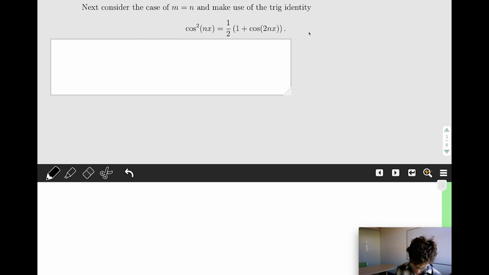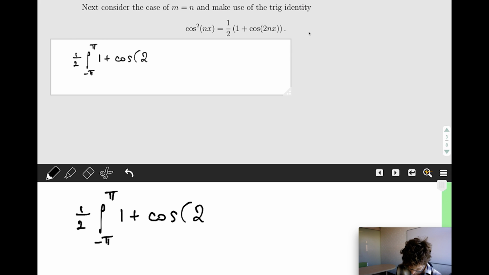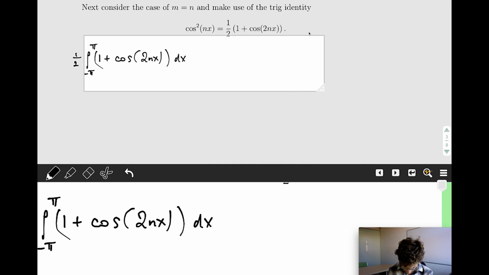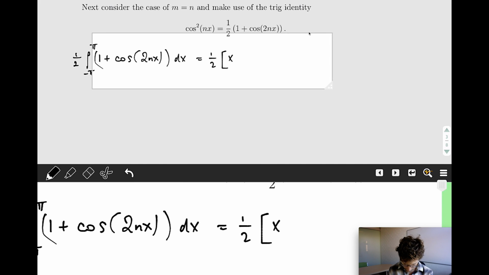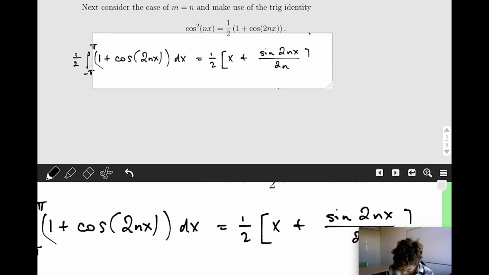So again, integrating this thing, integral from minus pi to pi of 1 plus cosine 2nx dx. This is going to give me a half of x plus sine 2nx divided by 2n from minus pi to pi.